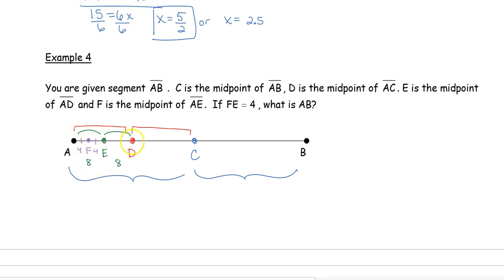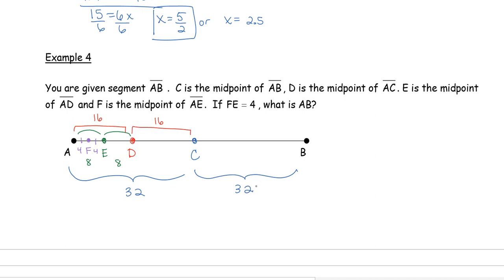And then we go to AD. AD is 8 and 8, which is going to give us 16. And if AD is 16, then DC is 16, because every time we have that midpoint, we're just cutting it in half. So we're going to have 2 equal pieces every single time. And then last, from A to C is 16 and 16, which is 32. So this is 32 and this is 32.